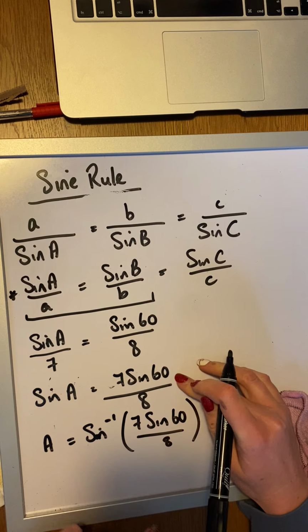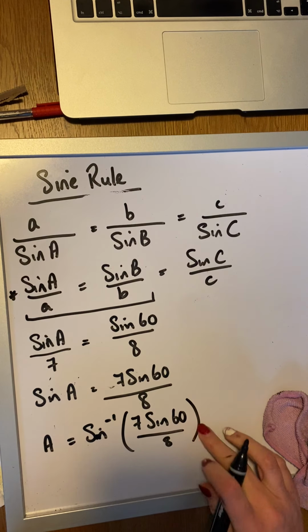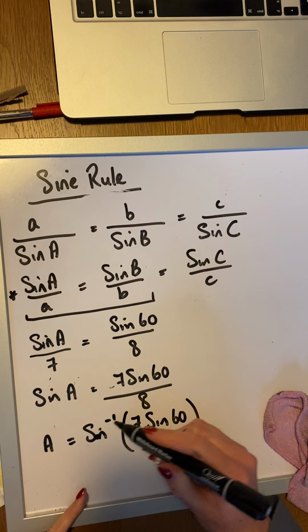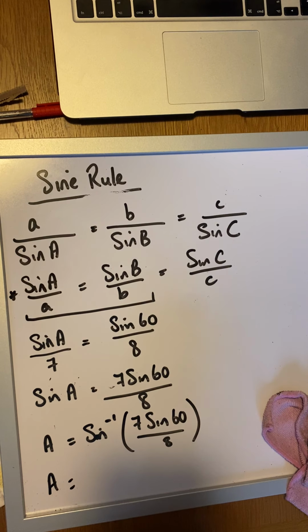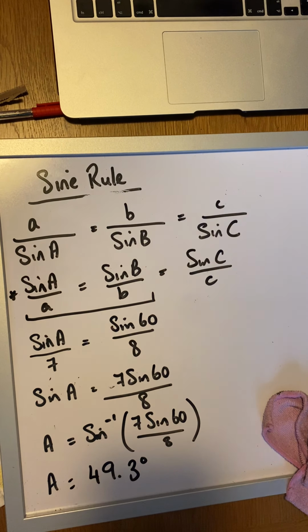Now, you can type it into the calculator as you go, the danger is that you lose accuracy as you go along. The best thing to do is make sure that you type it into the calculator as one go right here at the very end. In this case, our angle A, the inverse sine of 7 sine 60 over 8, gives us an angle of 49.3 degrees, correct to 1 decimal place. We want to give all answers correct to 1 decimal place. So that's where we're looking at a missing angle.